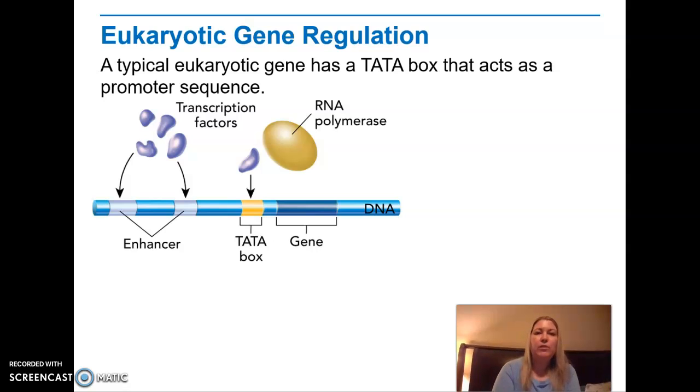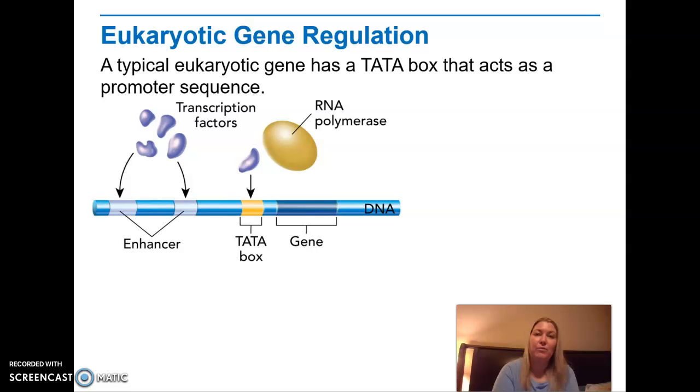So a typical eukaryotic gene has a regulatory sequence called a TATA box. And you can probably guess that that just means it is thymine, adenine over and over again. And this works as a promoter sequence. A promoter sequence is that location where the transcription factors will bind, and it also gives the RNA polymerase a little bit of time to begin that process of building what we call an RNA primer.